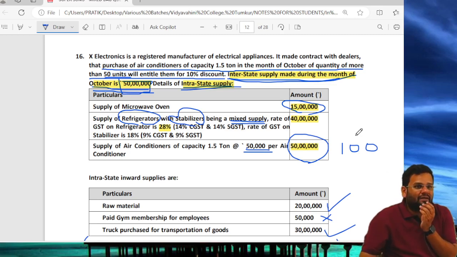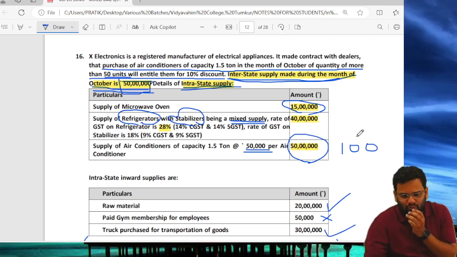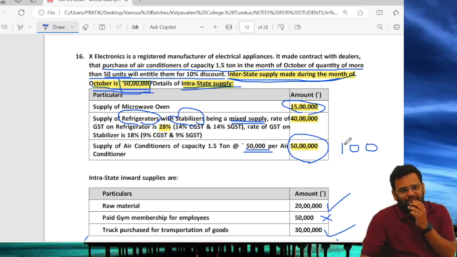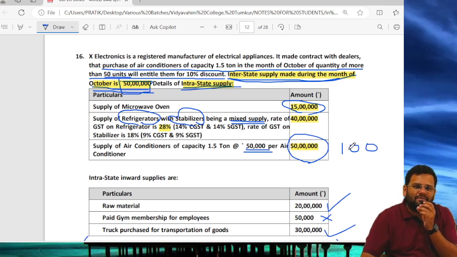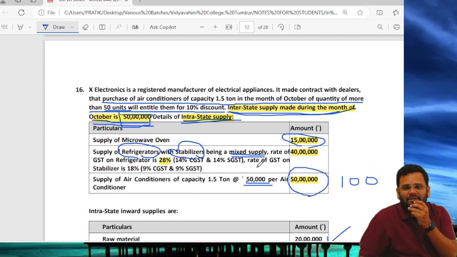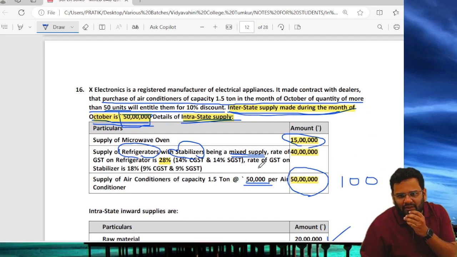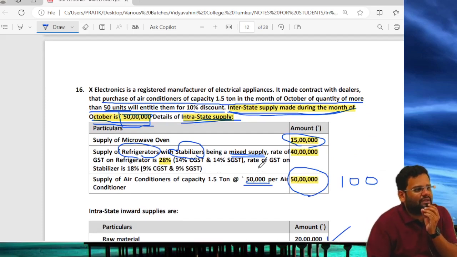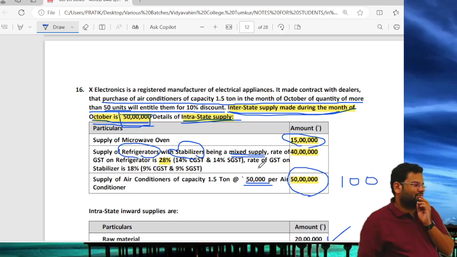Okay, so in bracket please write 50 lakhs minus 10% of 50 lakhs, close the bracket, into 9% each. I hope all of you understood why 9% each. Because that is the rate of GST given. So, what is 45 lakhs into 9% each? 4 lakh 5,000 CGST, 4 lakh 5,000 SGST, IGST will be dash.